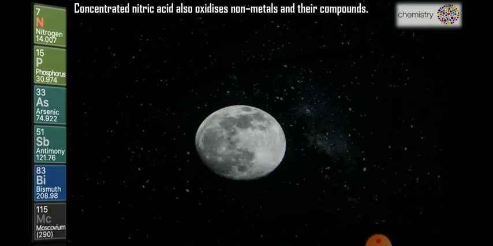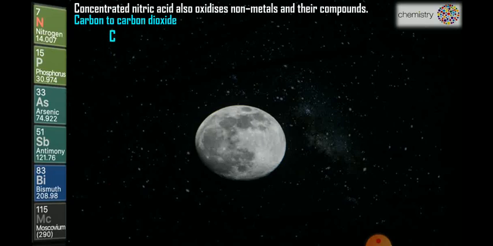Concentrated nitric acid not only reacts with metals, it also reacts with non-metals. Concentrated nitric acid also oxidizes non-metals and their compounds. We'll see some examples. Concentrated nitric acid oxidizes carbon into carbon dioxide. Carbon is a non-metal. It reacts with non-metals too. It does oxidation. It converts carbon into carbon dioxide.